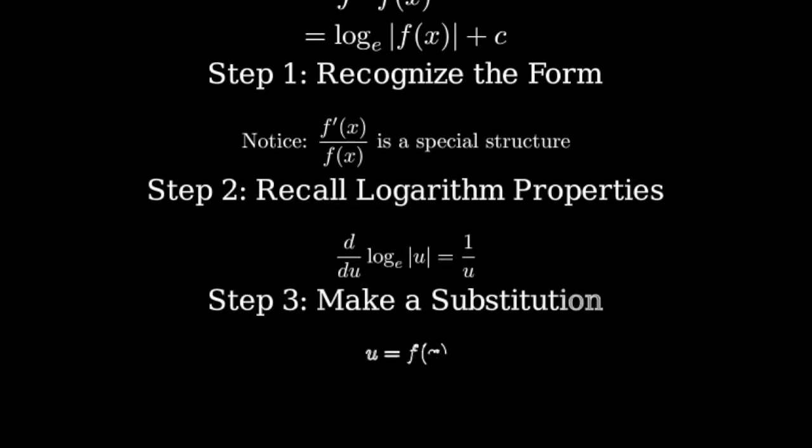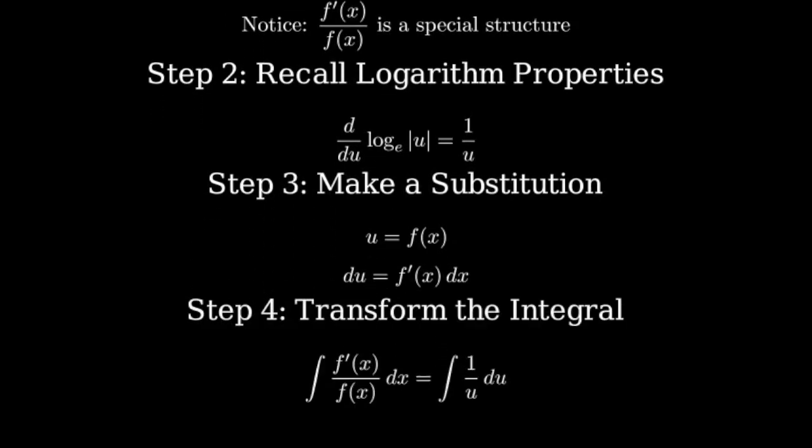Step 3. Let's make a substitution. Let u equal f of x. Then du equals f prime of x dx. Step 4. Using this substitution, our integral transforms into the integral of 1 over u du.